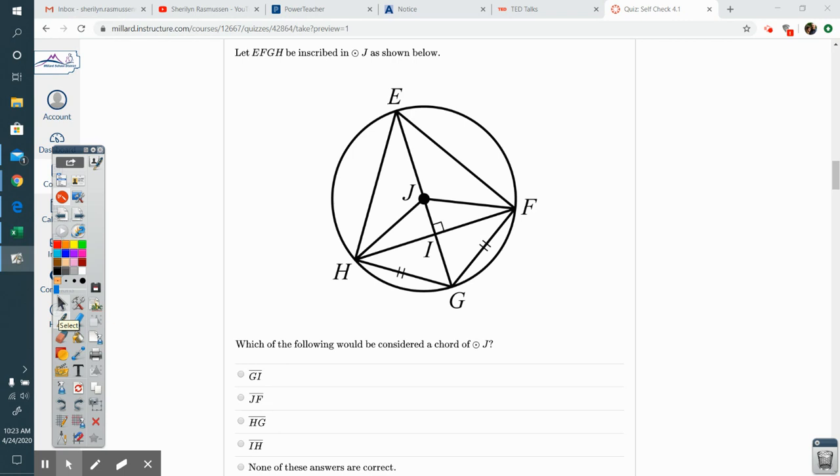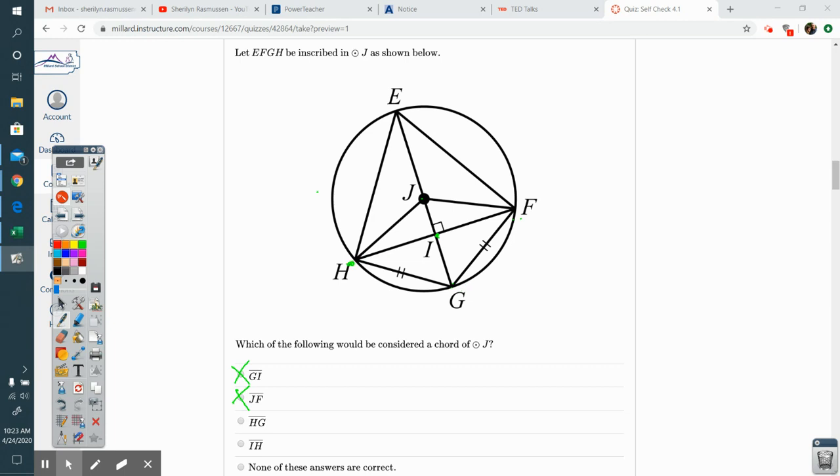Okay, so GI. A chord has to touch two sides. So that is not because I is not on the circle. So GI is not a chord. JF, it has to touch both sides of the circle. So JF is a radius. It is not a chord.